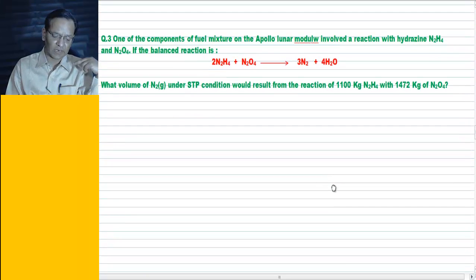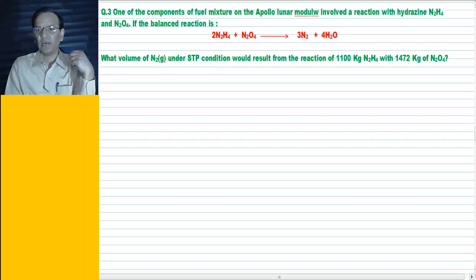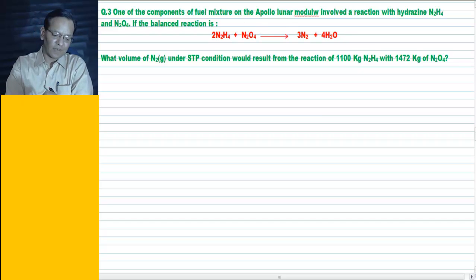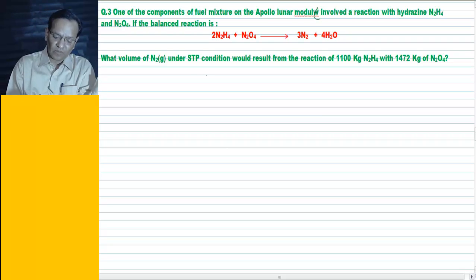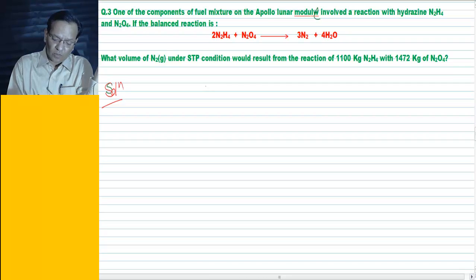So one more practice. Here is a question again for limiting reactant. One of the components of fuel mixture on the Apollo lunar module involved a reaction with hydrazine and N2O4. If the balanced reaction is this, what volume of N2 gas under STP condition would result from the reaction of this? The question is again related to limiting reactant.